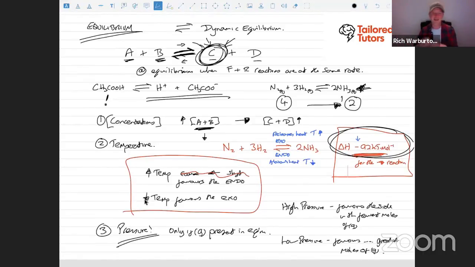All right. So they need to find a compromise. They need to find a temperature where they get a decent yield. It's not too high that you don't get a good yield, but it's high enough that you actually get a decent rate.